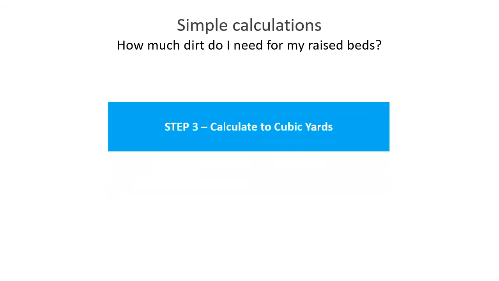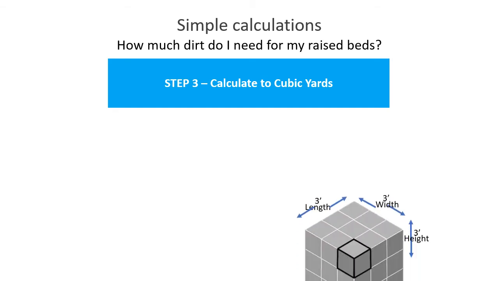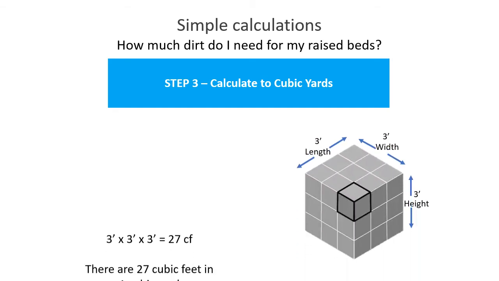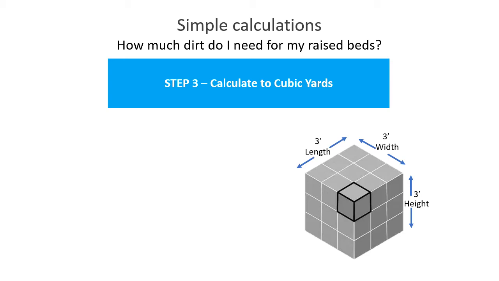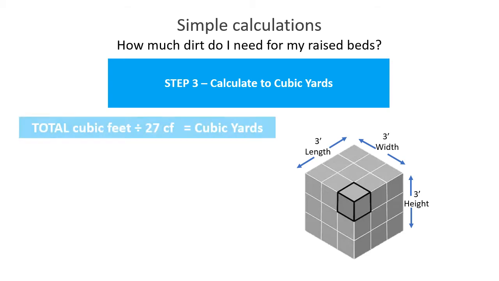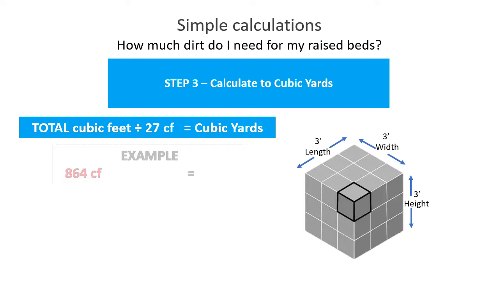Like I mentioned at the beginning of this video, your bark and soil delivery company will ask you how many cubic yards do you need. A cubic yard is material measuring 3 feet in length by 3 feet in width by 3 feet in height. 3 feet times 3 feet times 3 feet is 27 cubic feet.